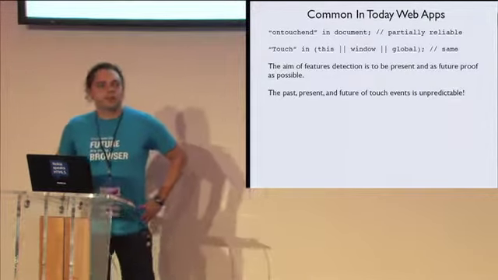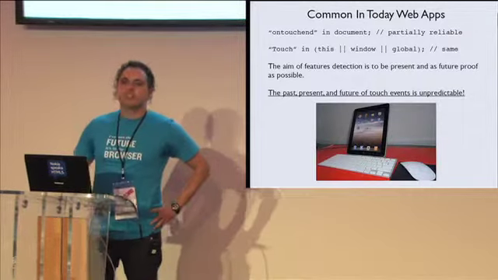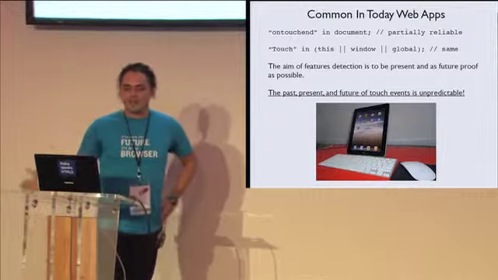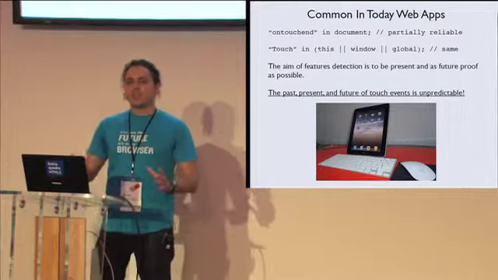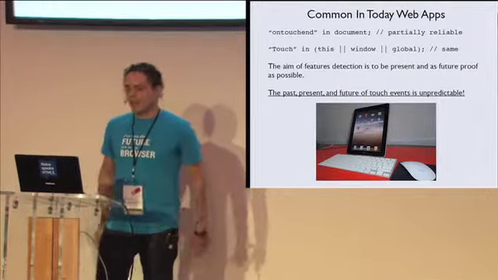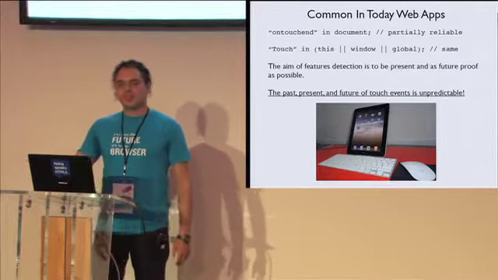So the past, the present, and the future of touch events is really unpredictable. Why is it unpredictable? Somebody did this. What the hell was that? So put a keyboard, put a mouse on an iPad, and you're going to realize that the mouse fires mouse events. There's not touch events anymore.